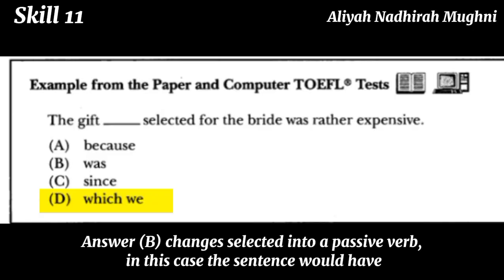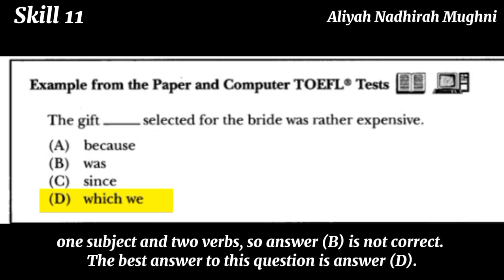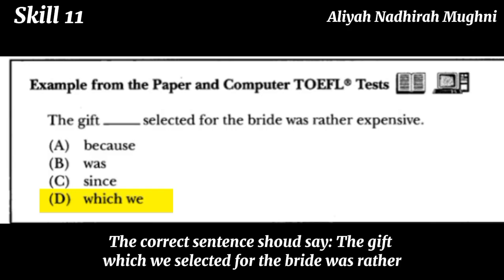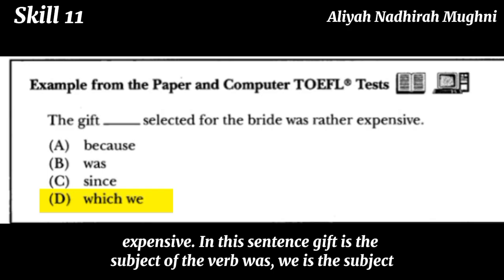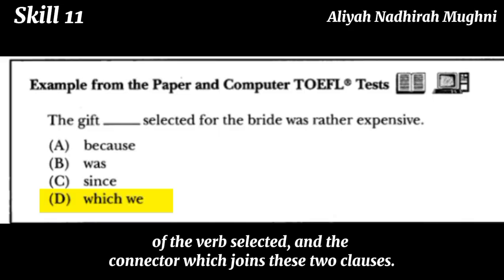Answer B changes selected into a passive verb. In this case, the sentence would have one subject and two verbs. So, answer B is not correct. The best answer to this question is answer D. The correct sentence should say the gift which we selected for the bride was rather expensive. In this sentence, gift is the subject of the verb was. We is the subject of the verb selected, and which is the connector that joins these two clauses.